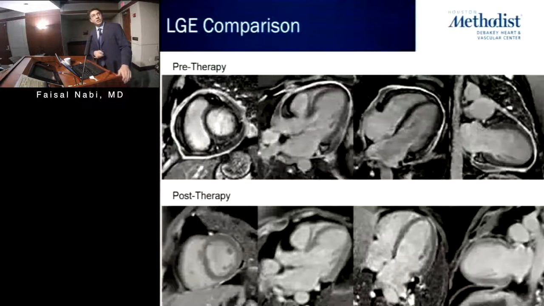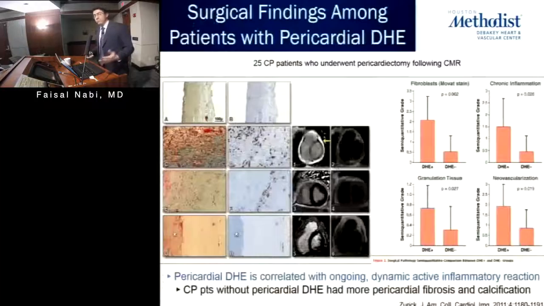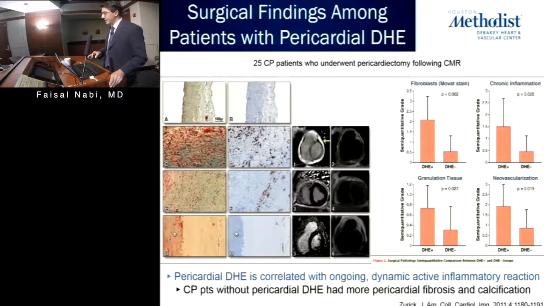And this is just a quick comparison to show you pre-therapy and post-therapy what this delayed hyperenhancement looked like. Now, what does this mean? So what does this delayed hyperenhancement mean? This was 25 patients with constrictive pericarditis clinically who underwent pericardiectomy. All of them had CMR pre-surgery. Their pericardium was then studied histologically. And what they showed was those patients who had delayed hyperenhancement had more evidence of fibroblasts in the pericardium, more evidence of granulation tissue, more evidence of neovascularization, more evidence of chronic inflammation, all indicating that this delayed hyperenhancement histologically means that this is an ongoing dynamic inflammatory process. Whereas those pericardiums that did not take up contrast were more fibrotic and calcified.